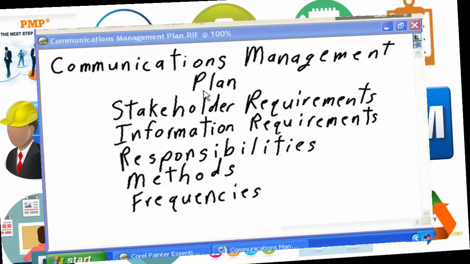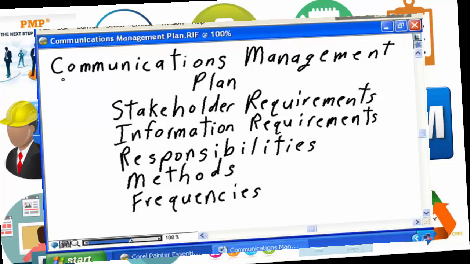The conclusion of the communications planning process is obviously the development of the communications management plan. The communications management plan is going to be the summary, the consolidation of all of the information that we've discussed thus far in this nugget.